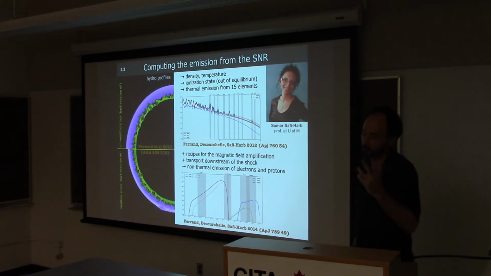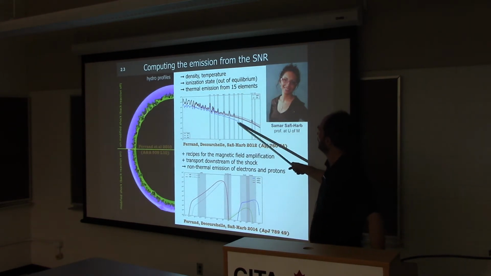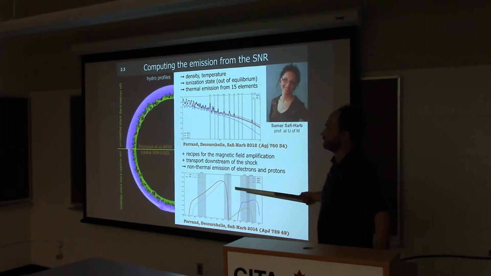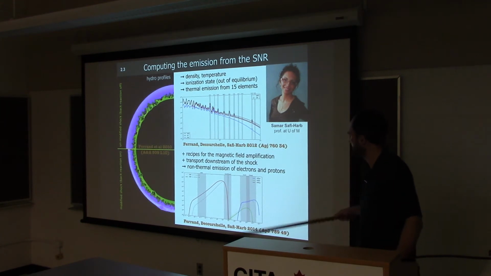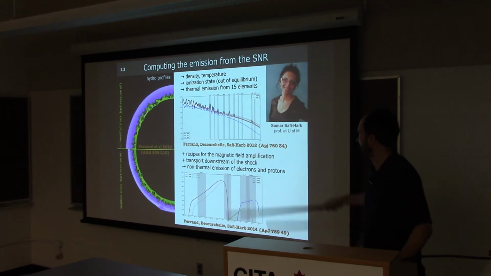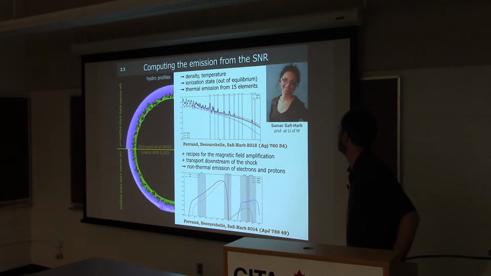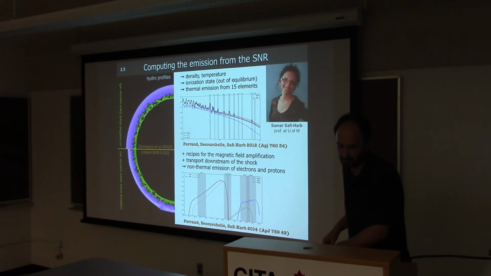There are two things. There's the thermal emission from the plasma itself, from the ejecta, which depends on the temperature and the ionization state. And there's also the non-thermal emission from the accelerated particles. The thermal emission is at X-ray energies, and the non-thermal emission is broadband from radio to gamma ray. This is work that I did when I was at the University of Manitoba with Samar Safi-Harb.